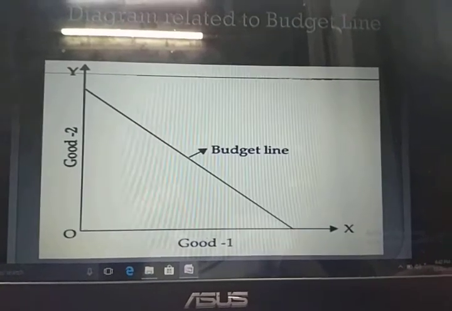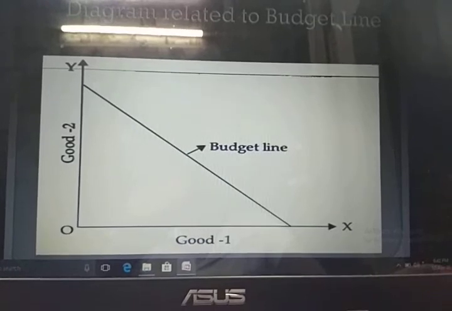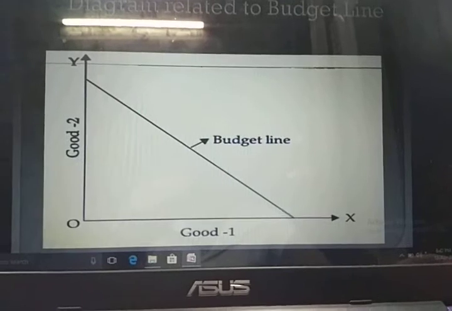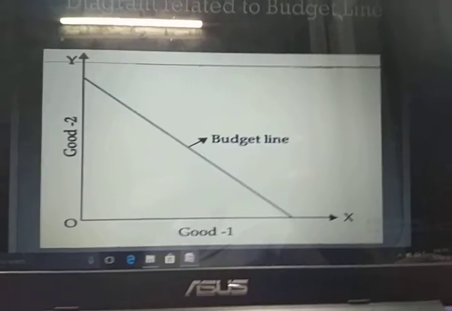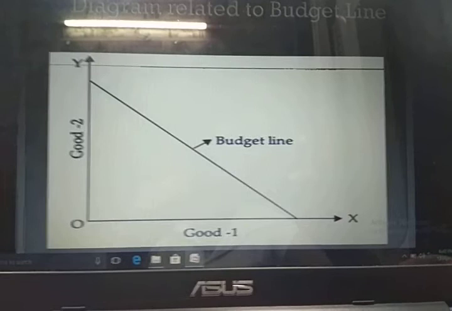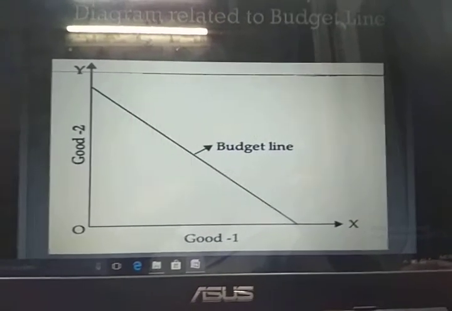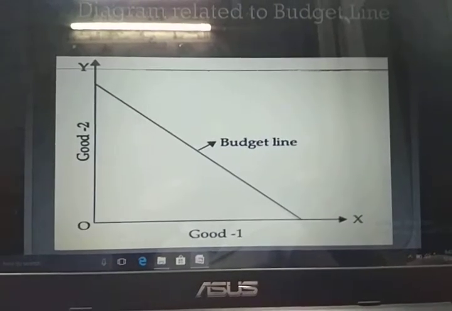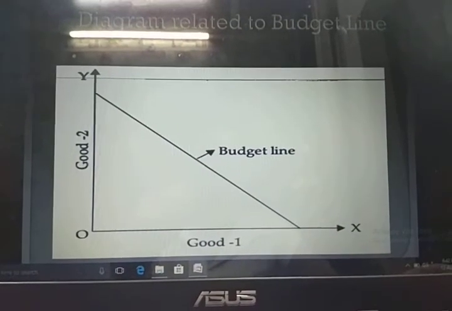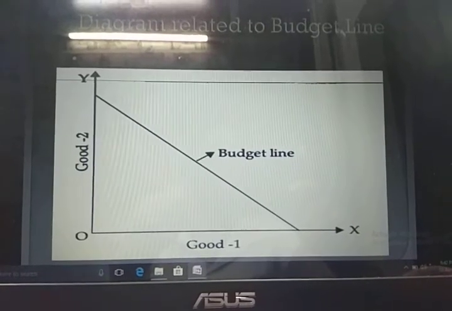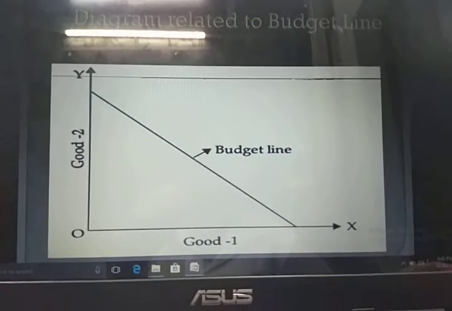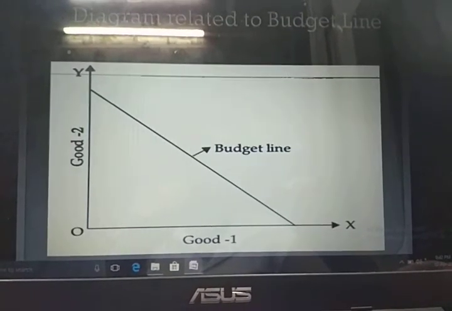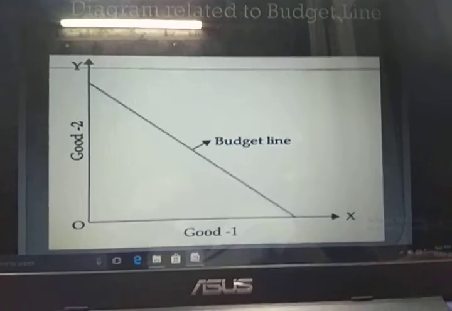Now, why is the budget line downward sloping? The reason is that when you increase the consumption of banana, you are sacrificing units of apples. That means both the variables are moving in opposite directions. And when two variables move in opposite directions, the diagrammatic presentation will always be downward sloping, because a negative relationship is established between these two variables. So this is what we have about budget line.